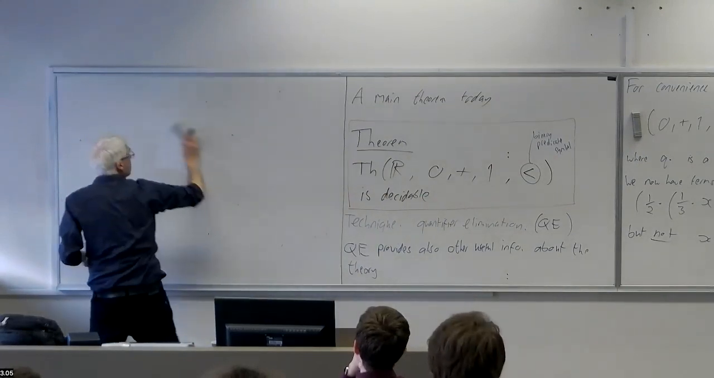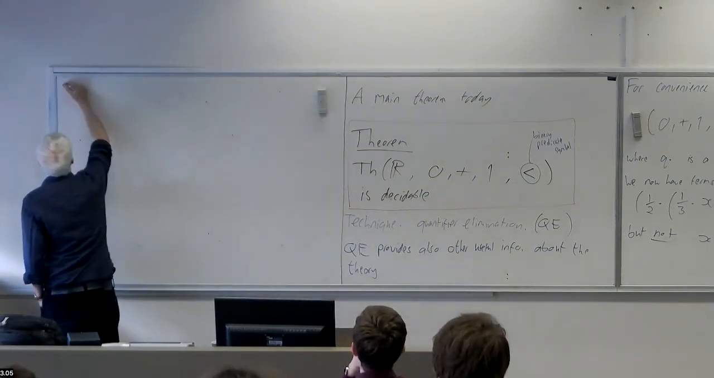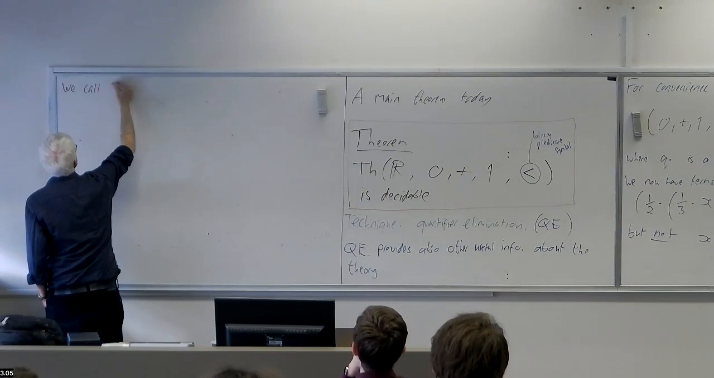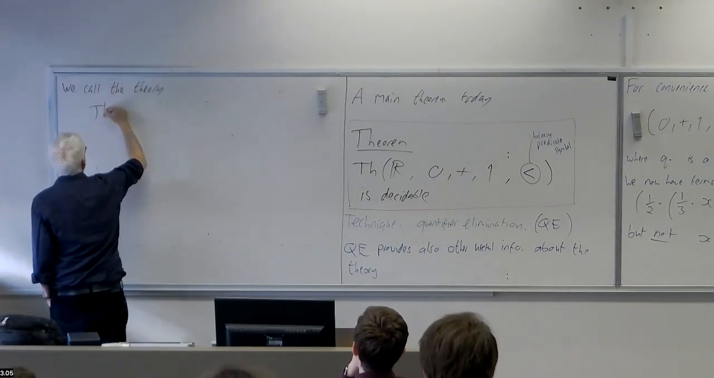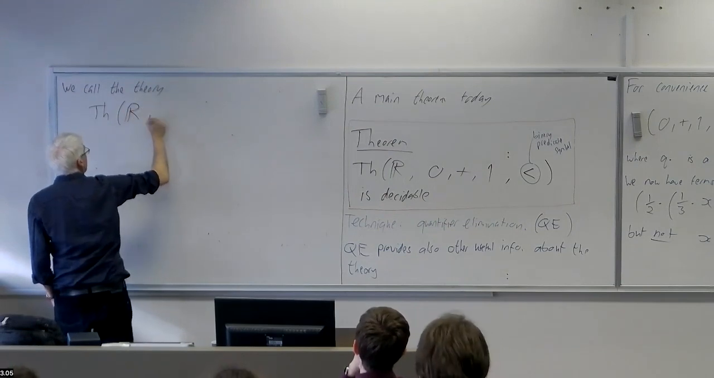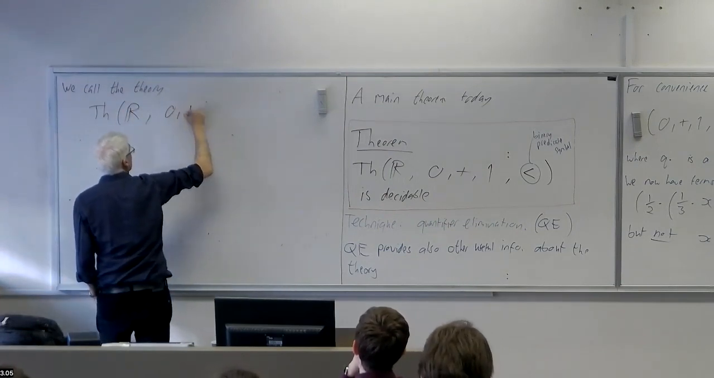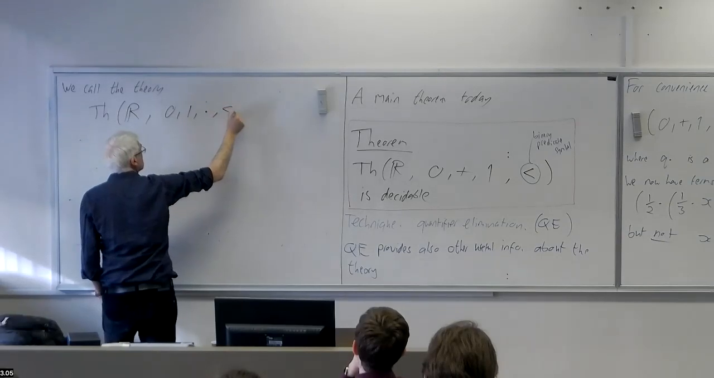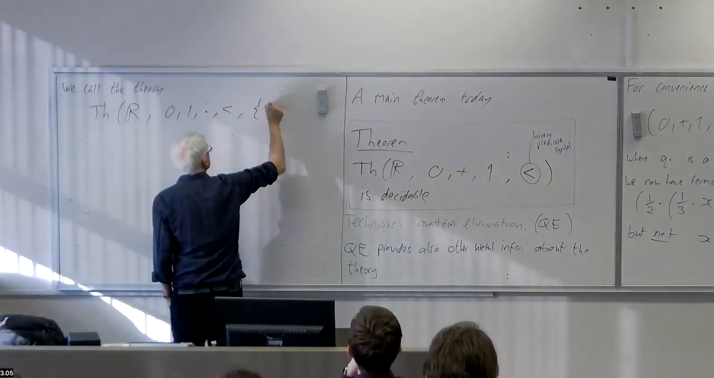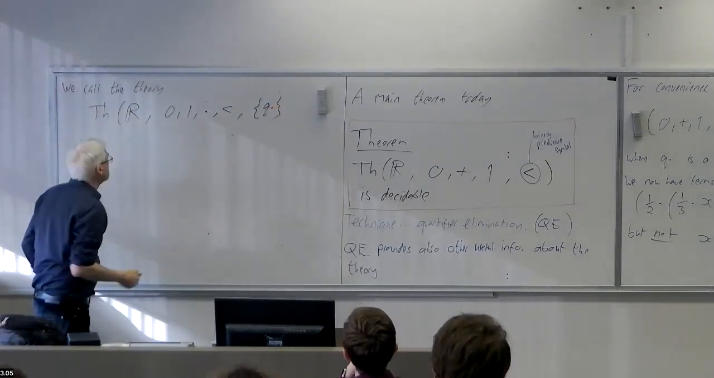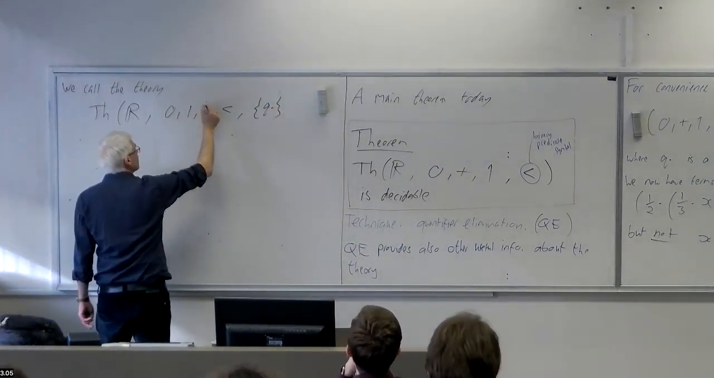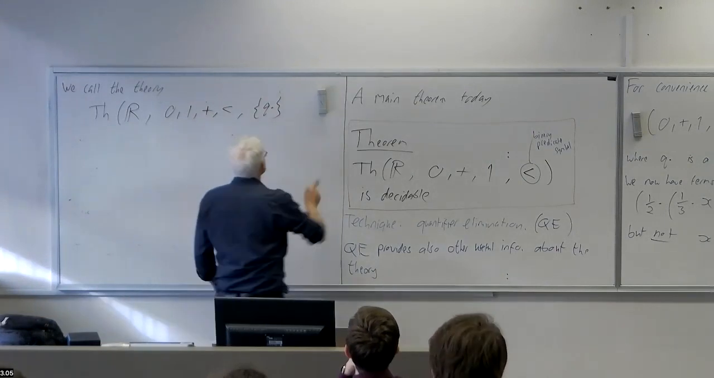So this is today's main theory. So let's give it a name. So the theory is the theory over the real numbers of the signature. It should be a plus instead of times. It should indeed be a plus instead of times. Thank you.